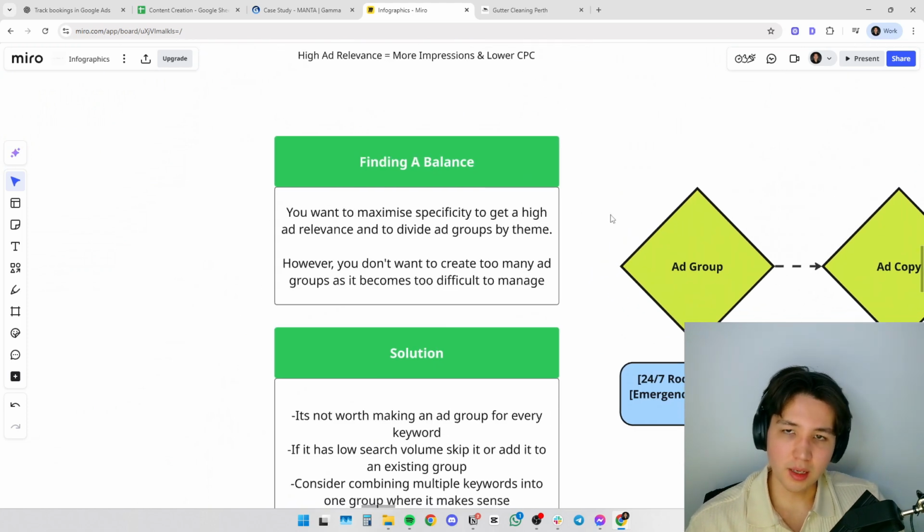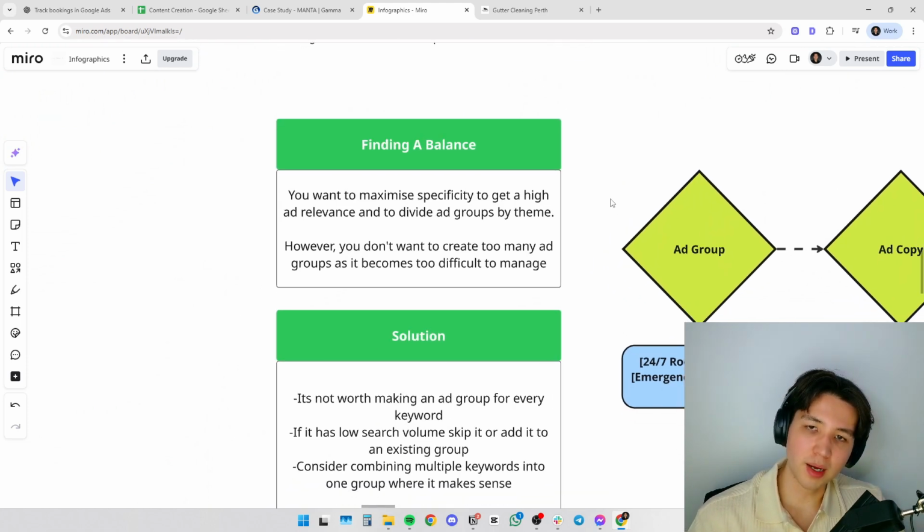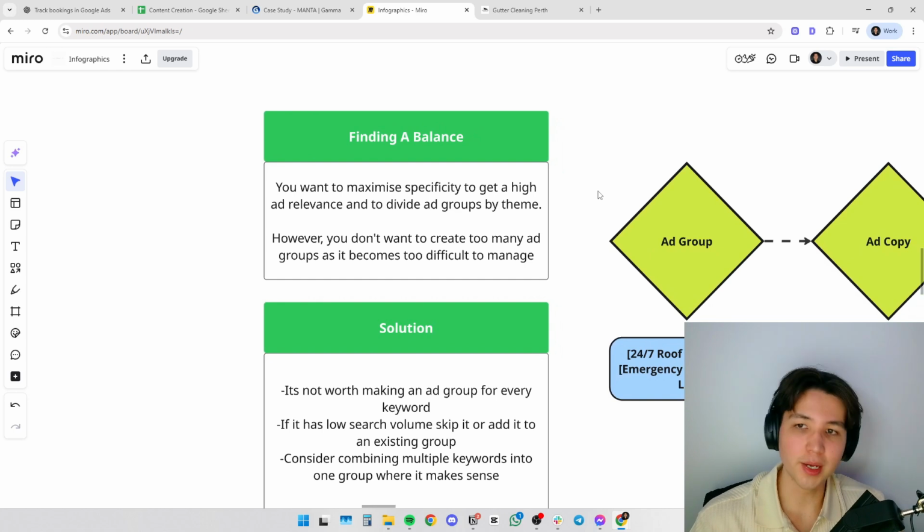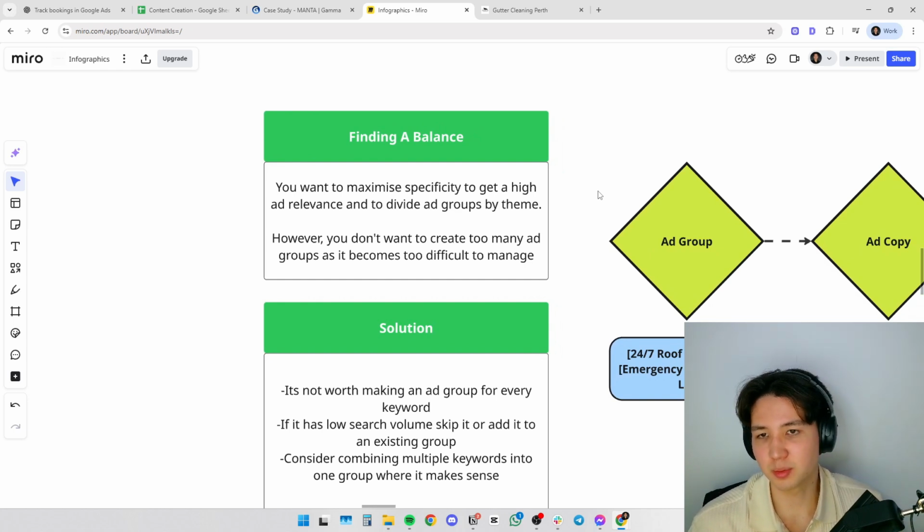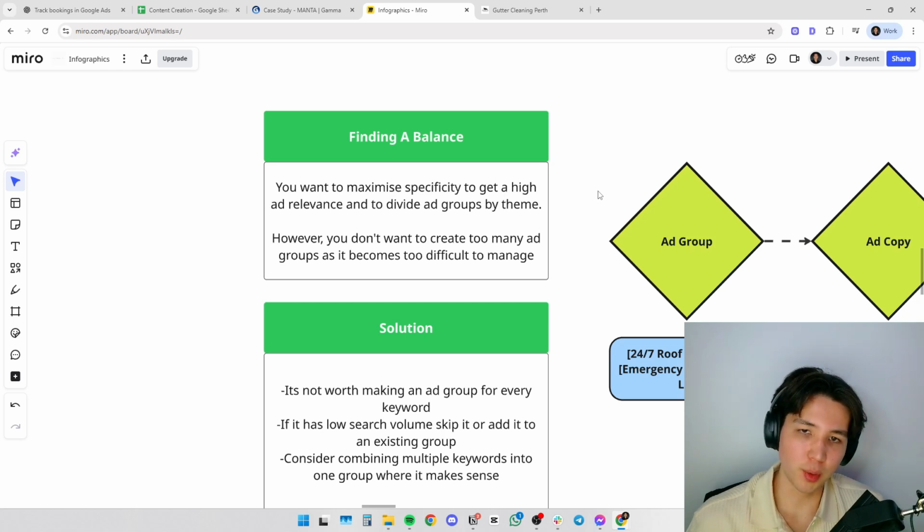Now, something to note is it's important you find a balance. So you want to maximize specificity to get a high ad relevance and to divide ad groups by theme. So it's super organized and you're getting the max performance, right? However, you don't want to create too many ad groups as it becomes too difficult to manage. So that's the caveat, right?